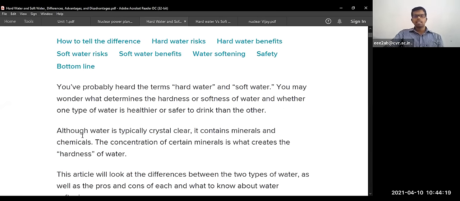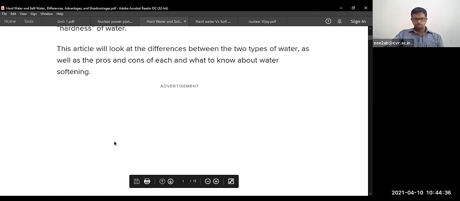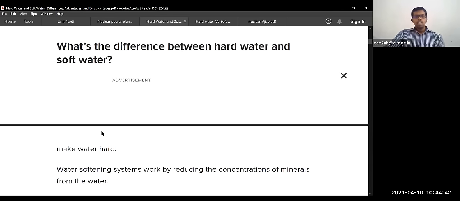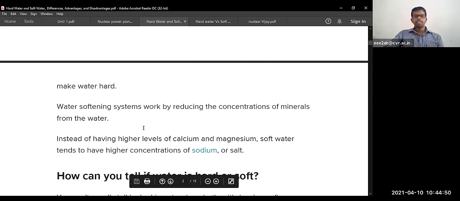all water is crystal clear. It contains minerals and chemicals. The concentration of certain minerals is what creates the hardness of water. What is the difference between hard water and soft water? A water softening system works by reducing the concentration of minerals from the water. Instead of having higher levels of calcium and magnesium, soft water tends to have a higher concentration of sodium or salt.